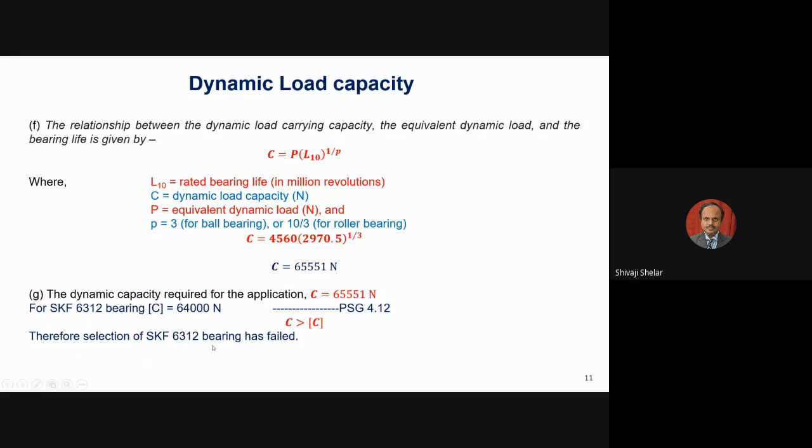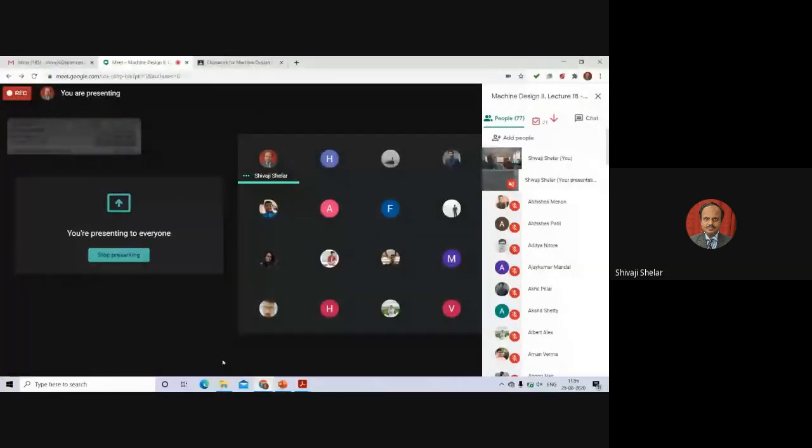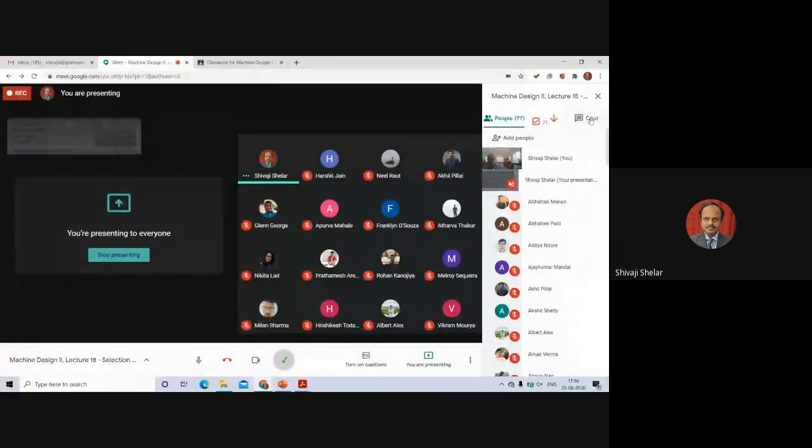I have taken a very simple problem wherein most of the data is given in the problem. If you have any query, you can ask, so I can explain it. Any doubt, you can ask here.